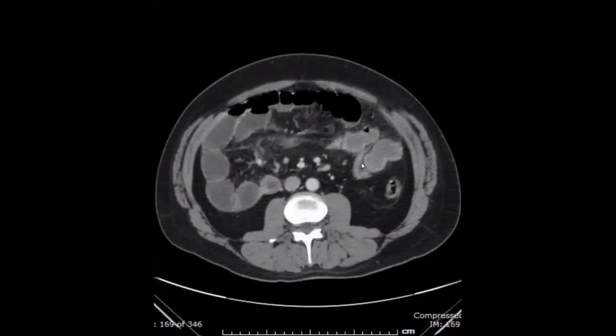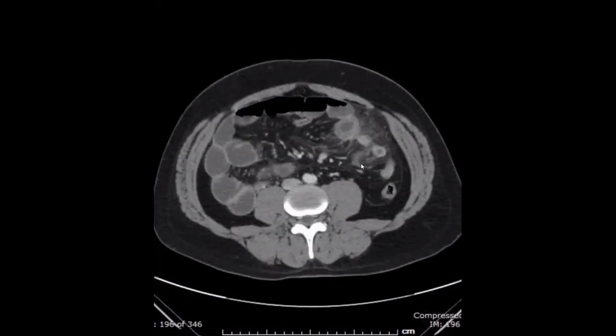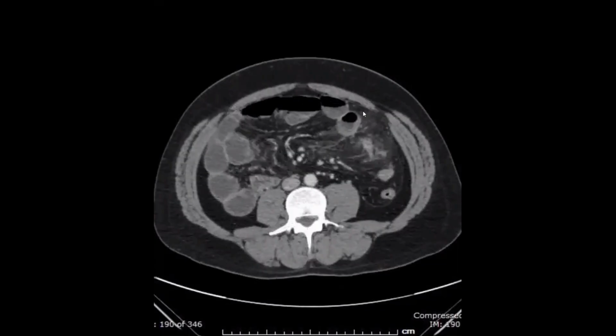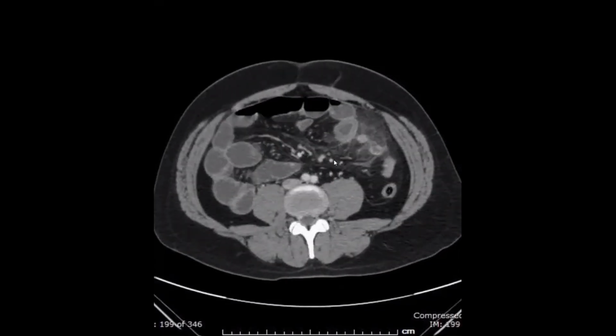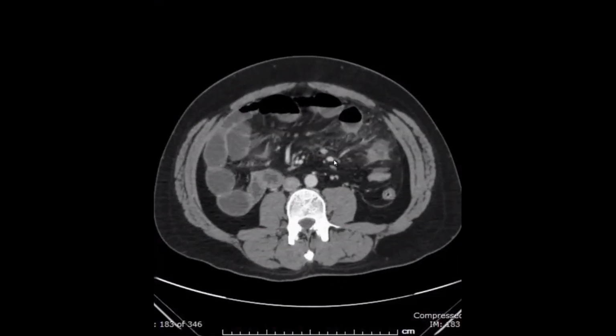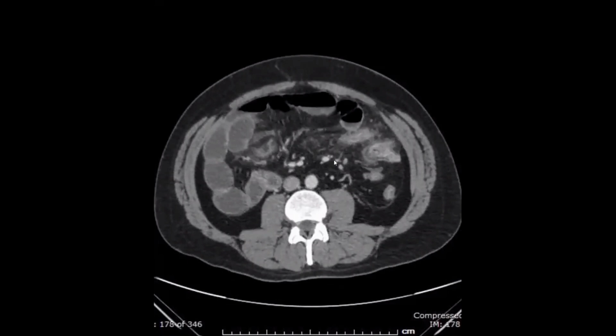The appendix. Yes, you're right. Dilated appendix, surrounded by smudged fat planes. So we have a case of acute appendicitis, but on the left side. Yes, you are right. Very nice. We have a left-sided acute appendicitis.